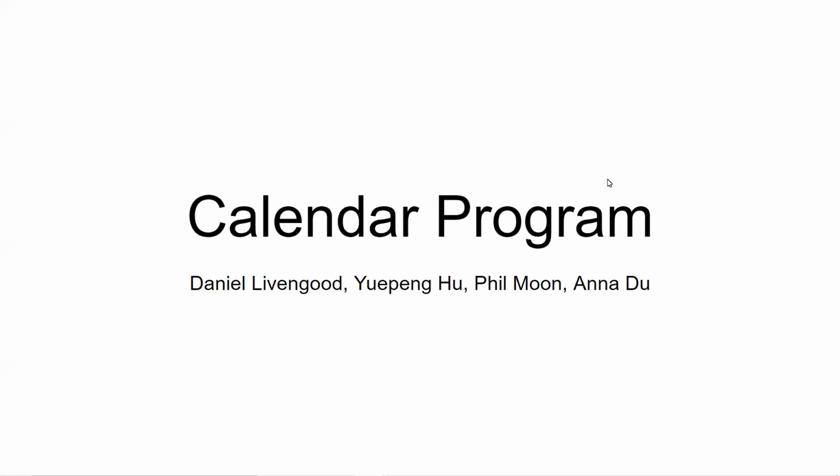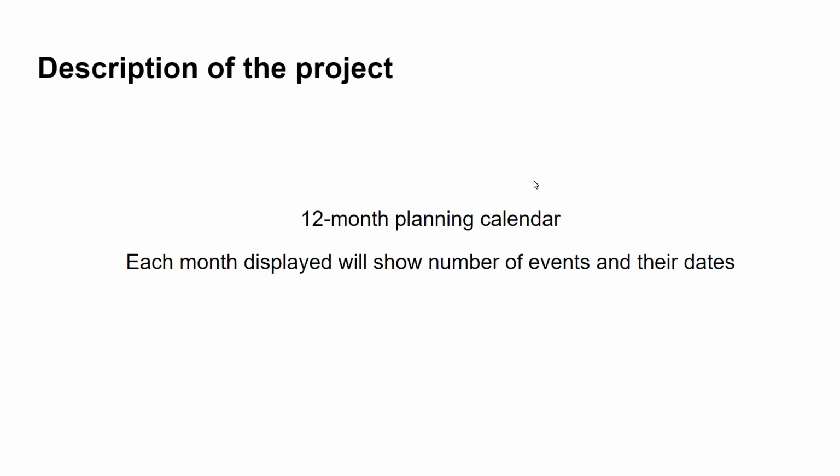For the comprehensive exercise, our team decided to do a calendar program. For the description of the project, we're doing a 12-month planning calendar, and each month is displayed showing a number of events, as well as the specific dates that go with those events.